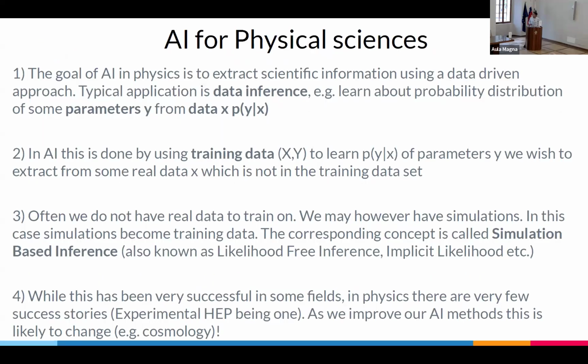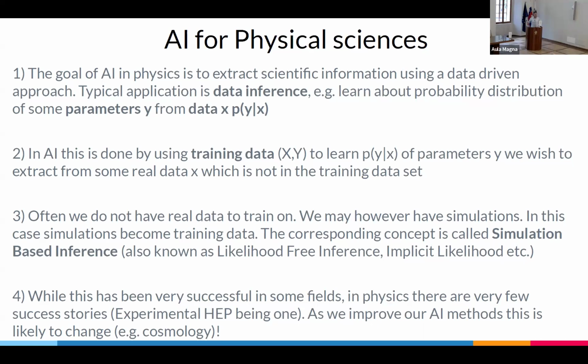So, okay, let me go into a little bit more detail. What is the goal of AI in physics or physical sciences? One of the typical goals is data inference. This is the task where you're given some data and you want to infer some parameters from it. Let's call the parameters y and the data x. But in physics, at least, we want to do more than just infer the parameters. We also want to infer their uncertainty. And so that's why I'm writing this down as a probability distribution, the posterior probability distribution in the Bayesian language, of the parameter y given the data x.